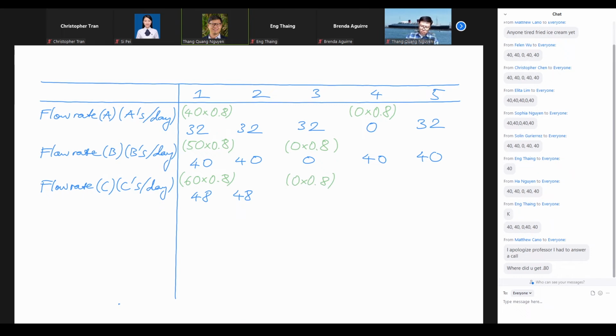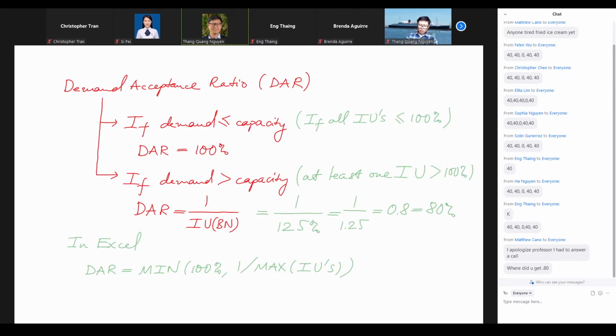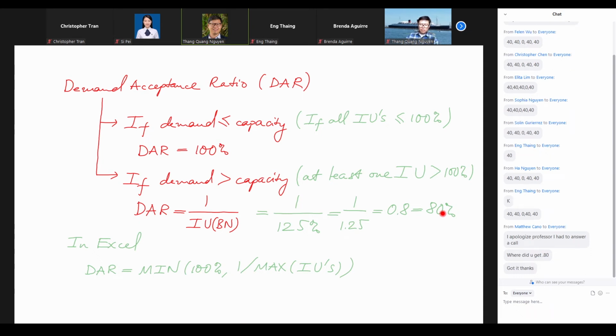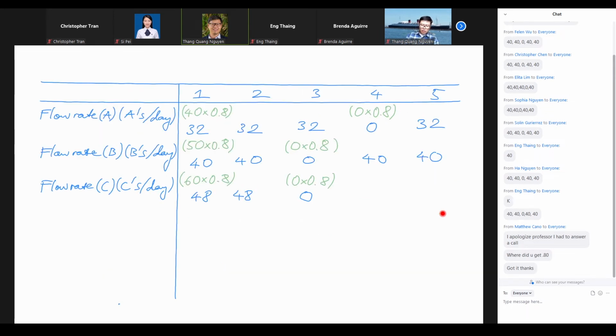I'm sorry, from 0. Let me go back to the previous slide and then you're going to see that. Okay, so the 0.8 is right here, right? We take 1 divided by the implied utilization of the bottleneck, or in other words, we take 1 divided by the highest IU that we find. Okay, we take that, and we have that 80%, right? I hope, okay, good. Let's go back to the calculation.